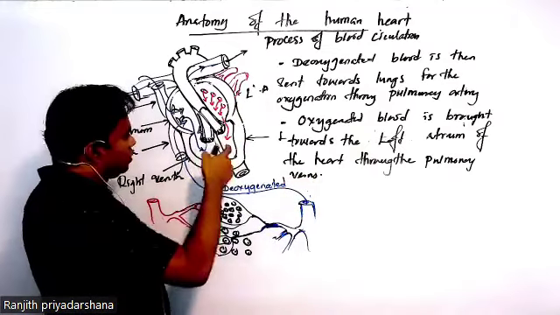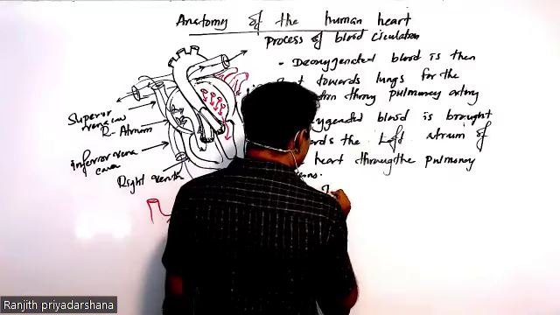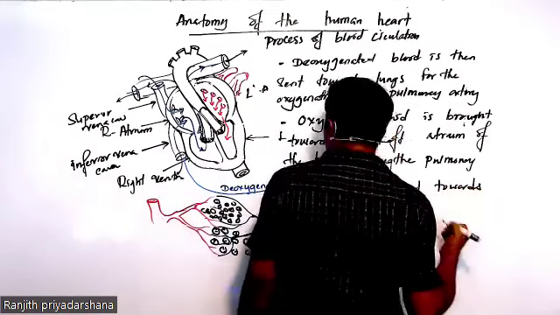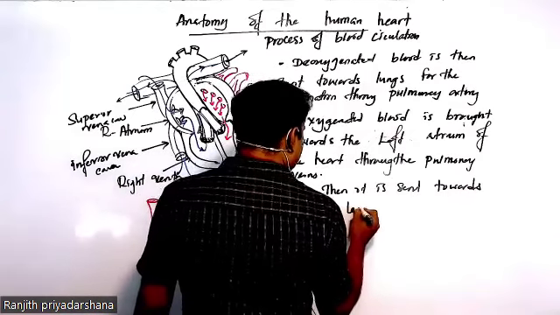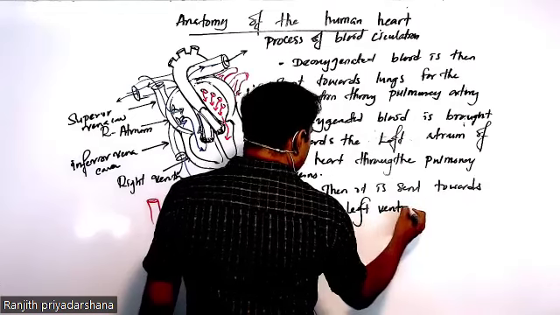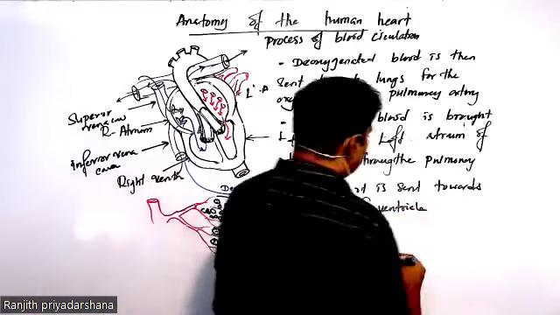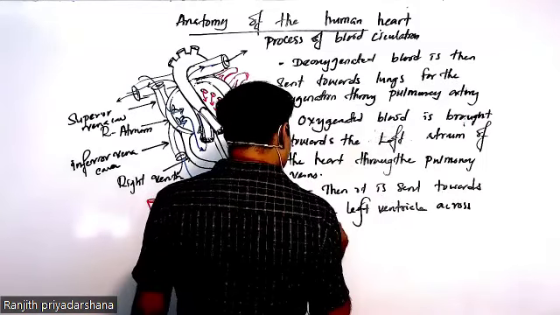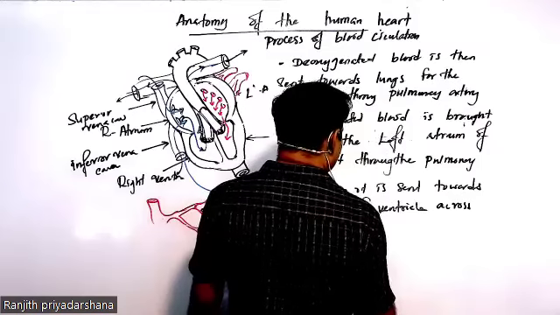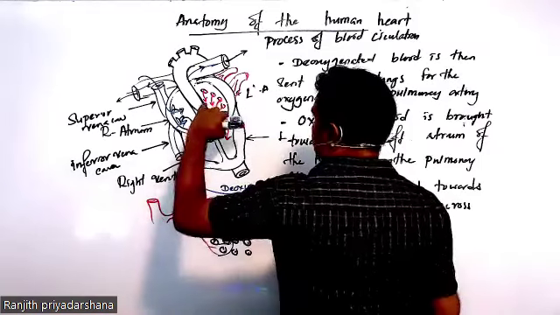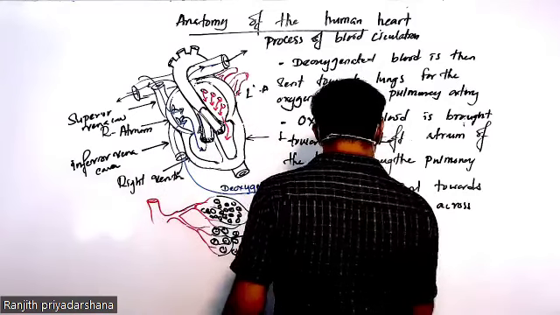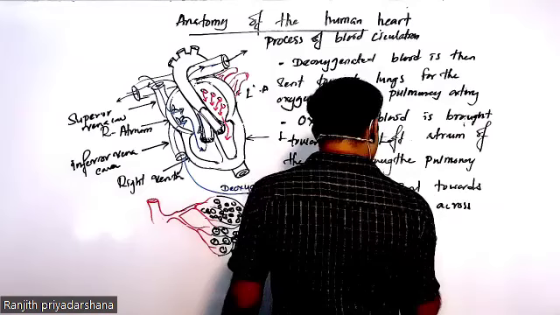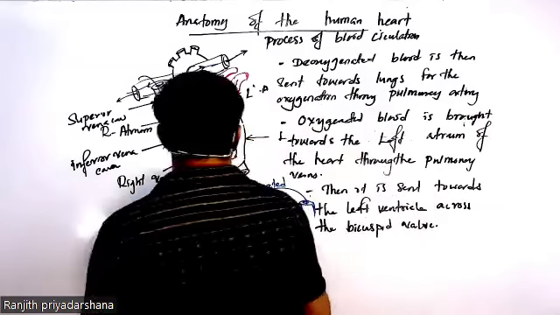Yes, then what happens? Then it is sent towards the left ventricle by opening across the left ventricle and auricle. In between that, what exists? The bicuspid valve. Across the bicuspid valve.